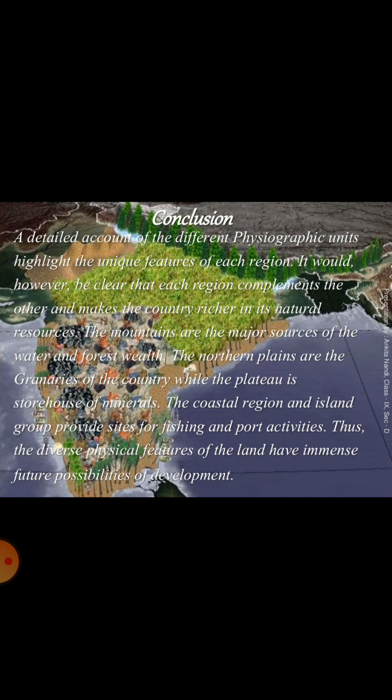Now, students, we have reached the conclusion of this chapter. A detailed account of the different physiographic units highlights the unique features of each region. It would, however, be clear that each region complements the other and makes the country richer in its natural resources. The mountains are the major sources of water and forest wealth. The northern plains are the granaries of the country, while the plateau is a storehouse of minerals. The coastal region and island groups provide sites for fishing and port activities. Thus, the diverse physical features of the land have immense future possibilities of development.